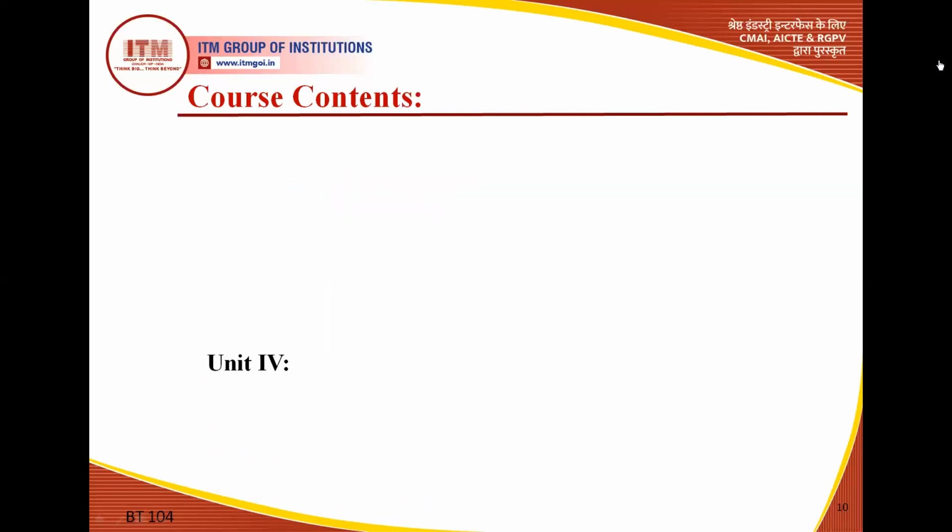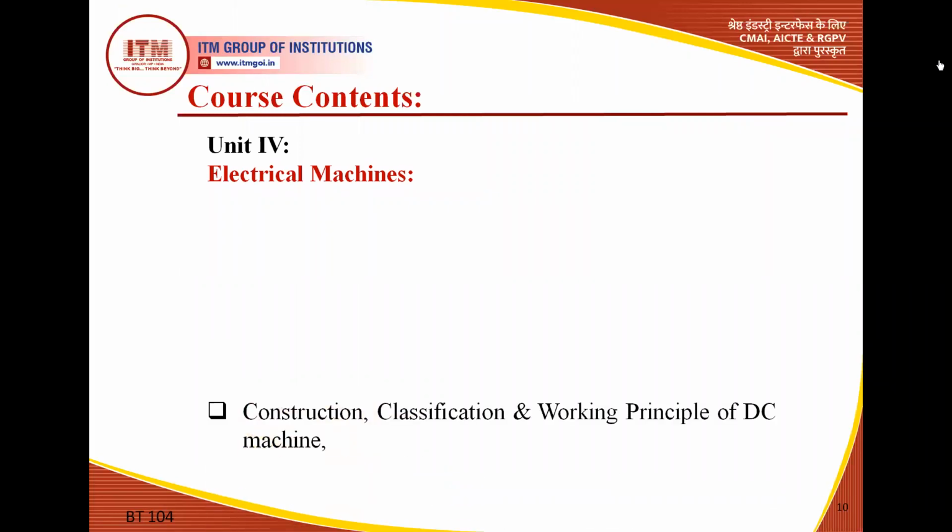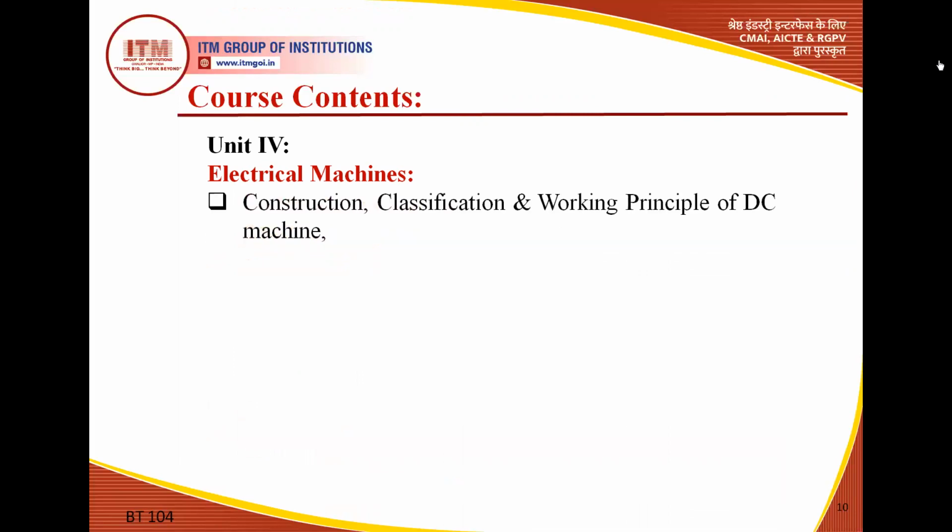In the fourth unit, we have the different types of electrical machines. In this unit, we have the rotating machines. In the third unit, we covered the static machine, that is the transformer. In unit number 4, we have the rotating machines.